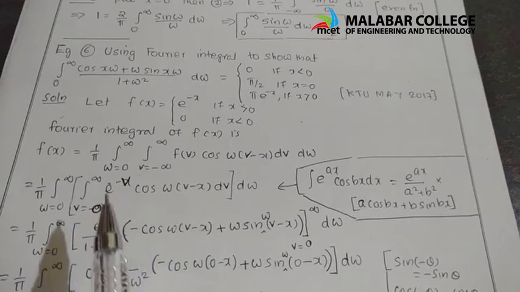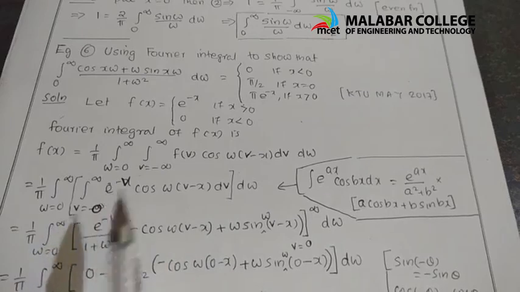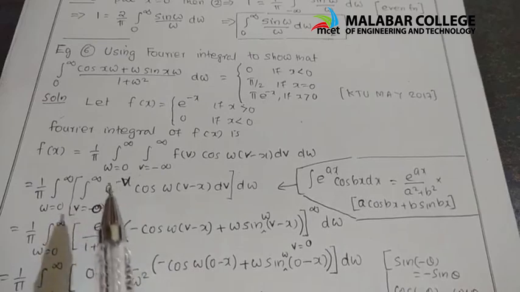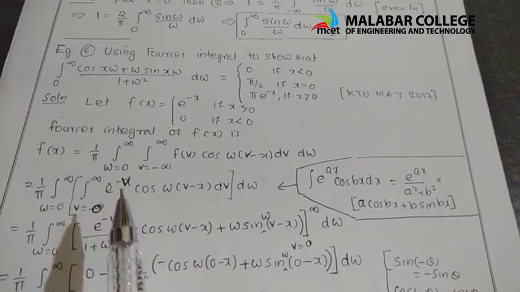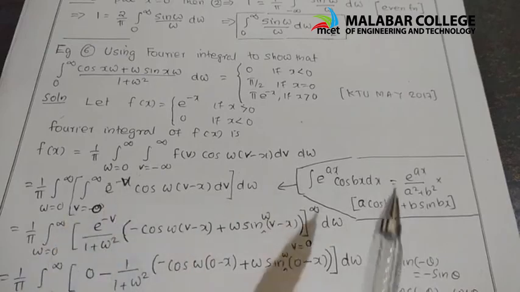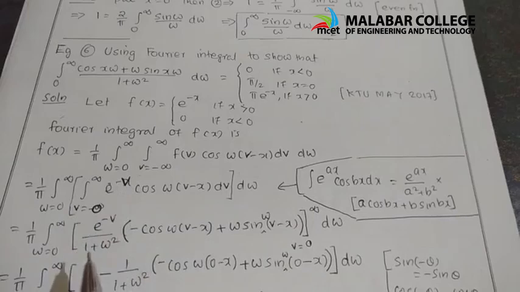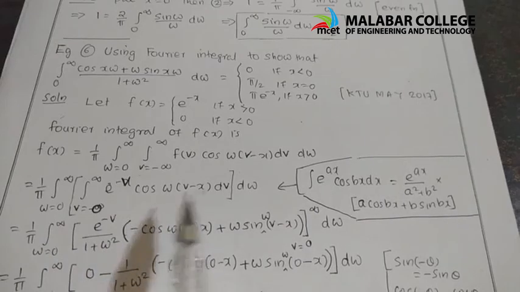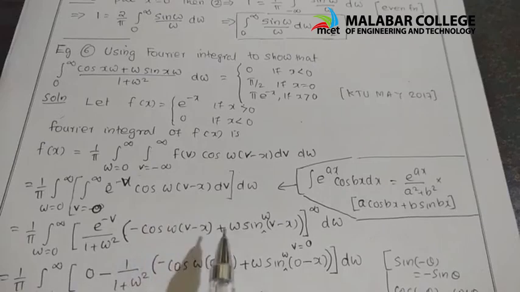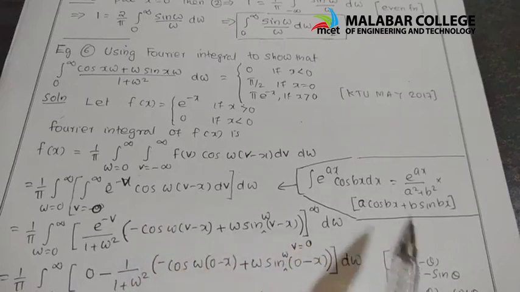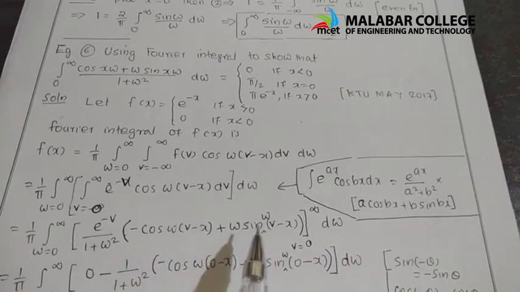Okay, then I am applying the formula here. E raised to ax by a square plus b square: in place of b we have omega here. So e raised to ax means e raised to minus v divided by a square, which is minus 1 whole square, which is 1, plus b square, which is omega square, into a cos bx. A is minus 1, so a cos bx is minus cos omega into v minus x, plus b sin bx, where b is omega, so omega into sin omega into v minus x.